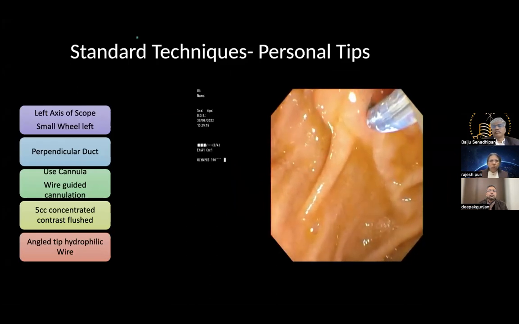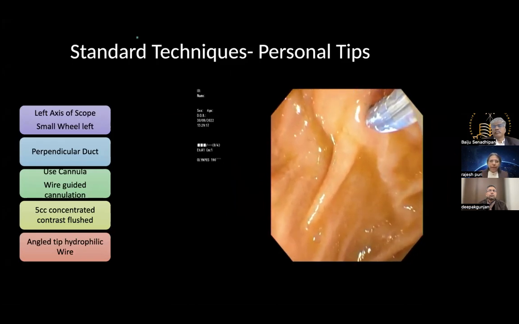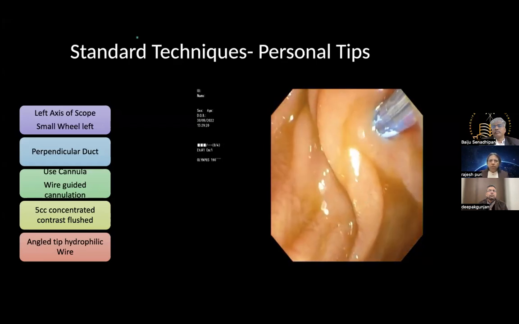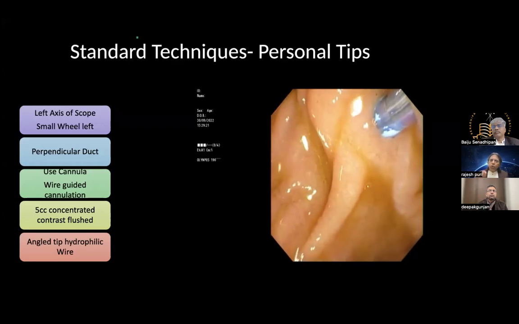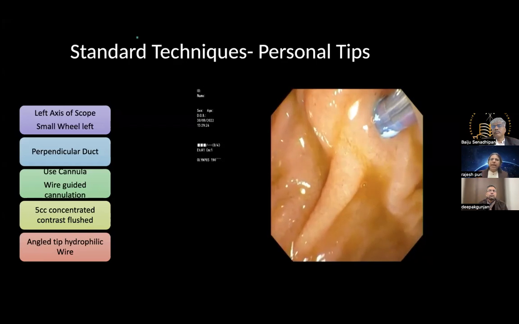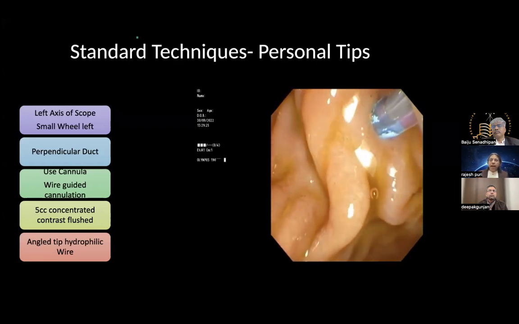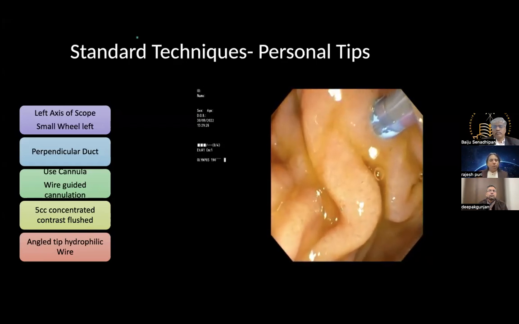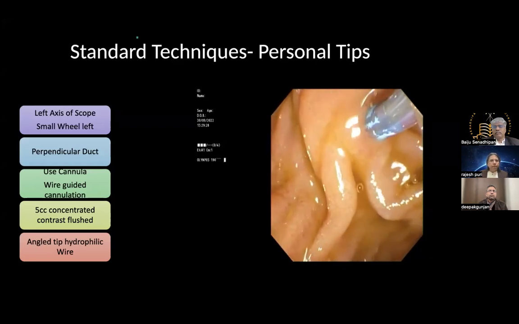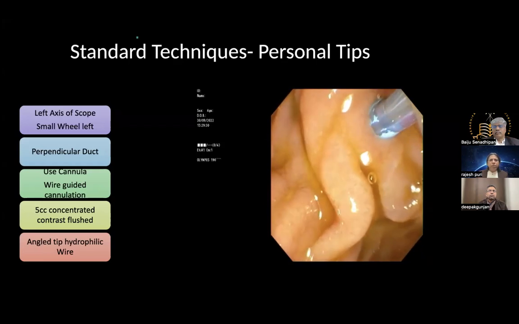Left axis of the scope, small wheel on the left side, perpendicular to the duodenal wall. And don't try to press too much on the papilla. Engage your sphincterotome or cannula inside the ampullary orifice and tell your assistant to manipulate the guide wire. In my practice, I use the cannula, and I always do the wire-guided cannulation.